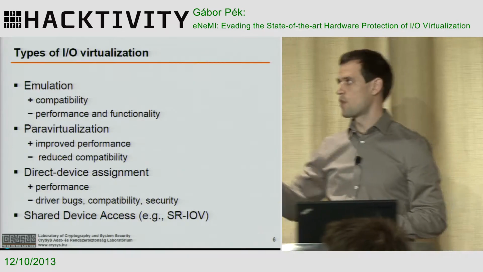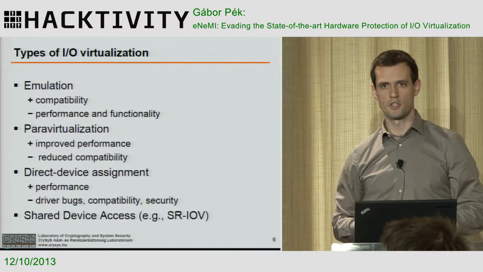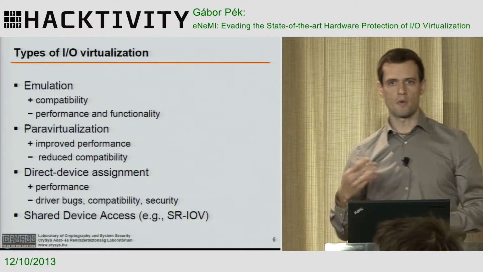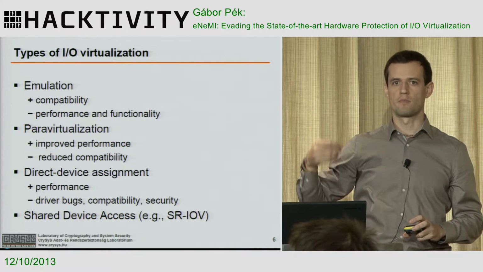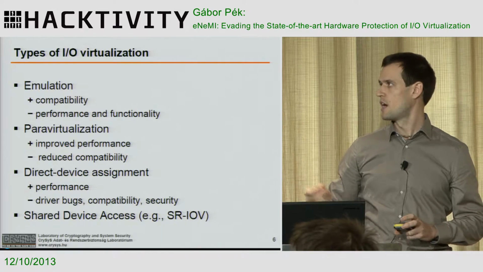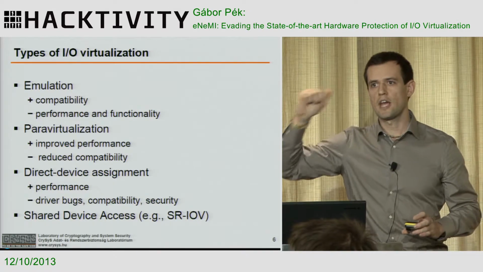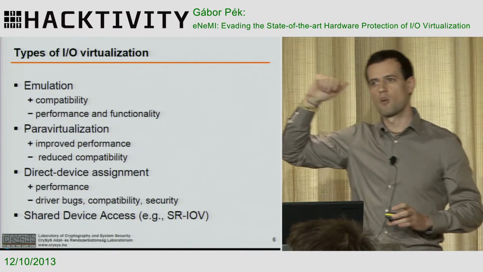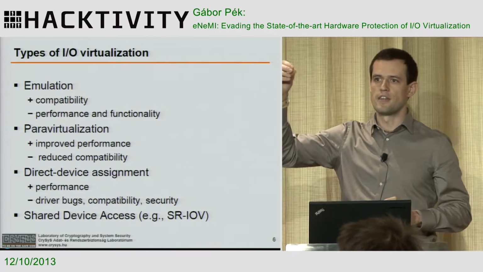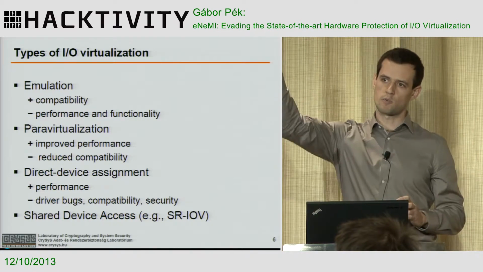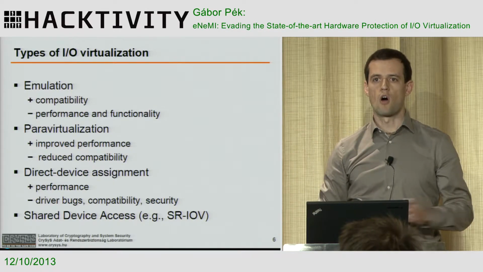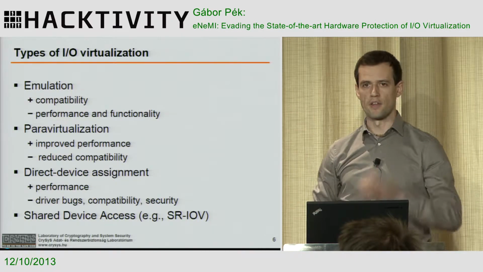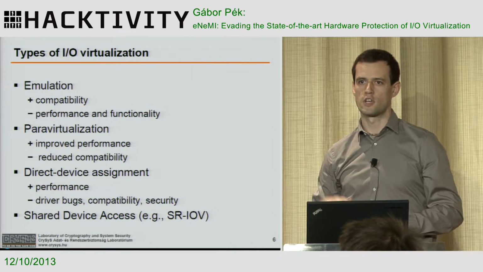To solve the performance issues, paravirtualization was introduced. By means of paravirtualization, you have to modify the guest kernel, so you cannot use the same drivers that you used in emulation. However, if you create a really small representation of the device that uses an exposed interface towards the VM, this outperforms emulation. And this is the only advantage of paravirtualization.